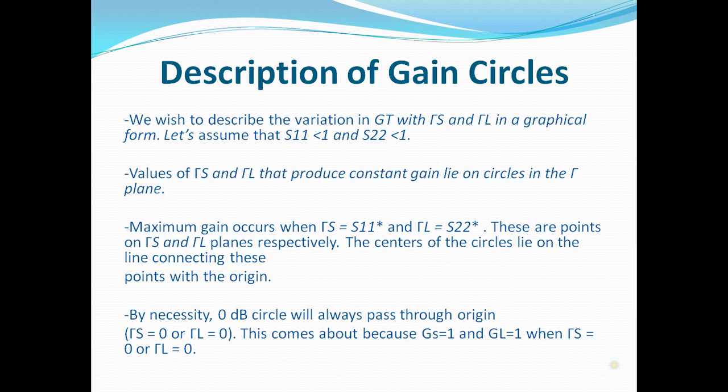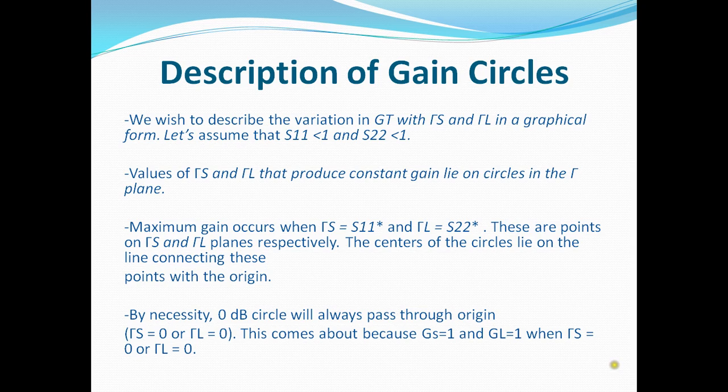Values of gamma S and gamma L that produce constant gain lie on circles in the gamma plane. Maximum gain occurs when gamma S equals the parameter S11 conjugate and gamma L equals the parameter S22 conjugate. These are points on gamma S and gamma L planes respectively. The centers of the circles lie on the line connecting these points with the origin. By necessity, the 0 dB circle will always pass through the origin, where gamma S equals 0 or gamma L equals 0.